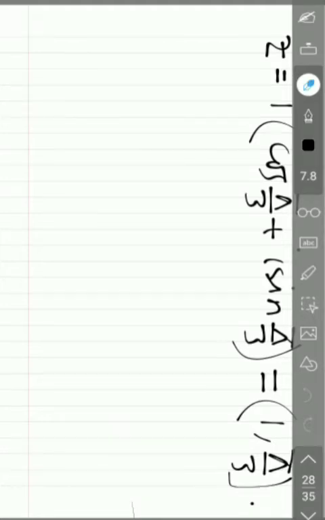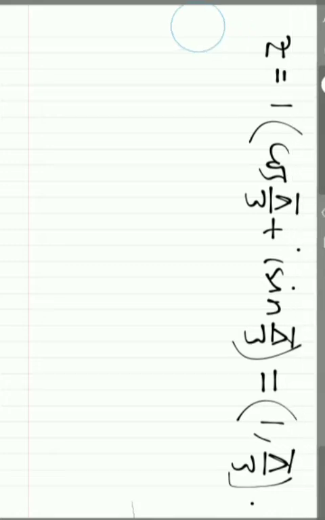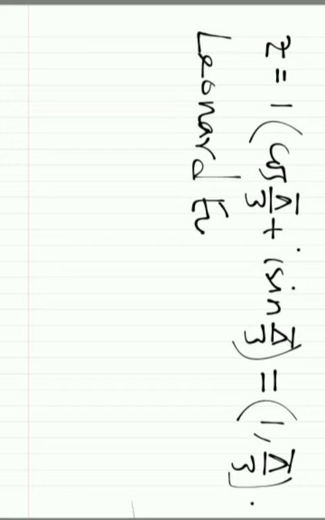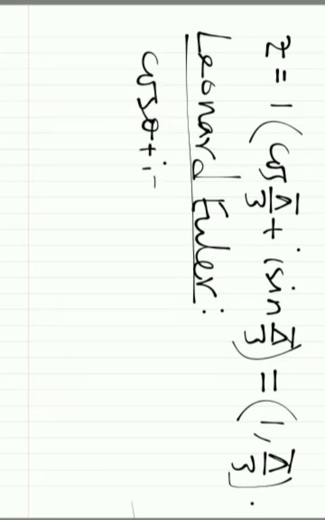Now next we come to something called Euler's formula or Euler's theorem. Leonhard Euler was a very eminent mathematician of his time, and due to him we get the following identity that is called Euler's formula. It says the expression cos theta plus i sin theta can be considered as e to the power i theta.